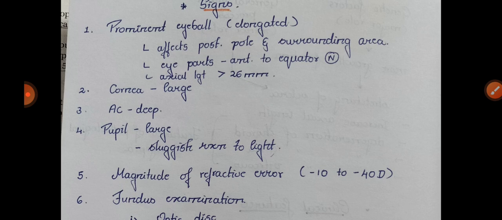Axial length is greater than 26 mm. Size of the eyeball is increased, that's why axial length is increased. Cornea is large and anterior chamber is deep. Pupil is large, with sluggish reaction to light. Magnitude of refractive error is -10 to -40 diopter.